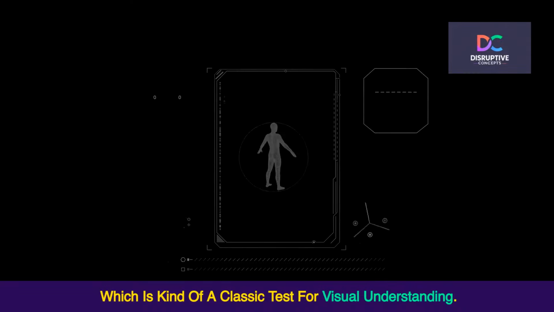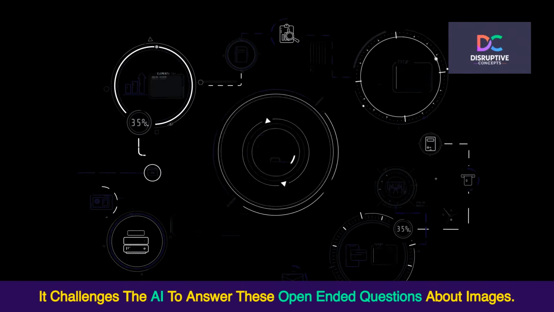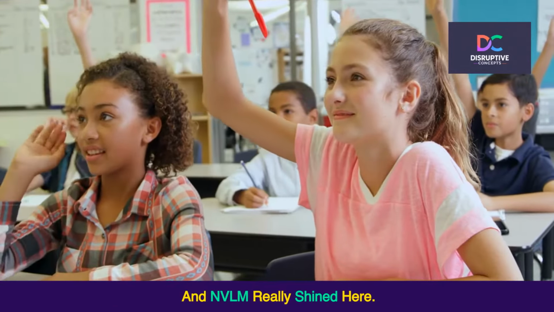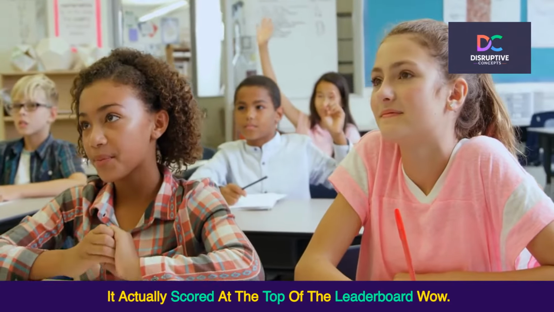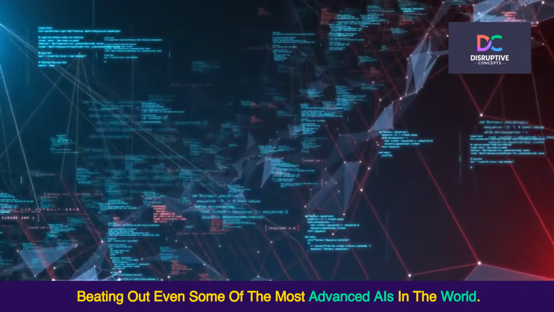Okay. Which is kind of a classic test for visual understanding. It challenges the AI to answer these open-ended questions about images. And NVLM really shined here. Oh, wow. It actually scored at the top of the leaderboard. Wow. Beating out even some of the most advanced AIs in the world.